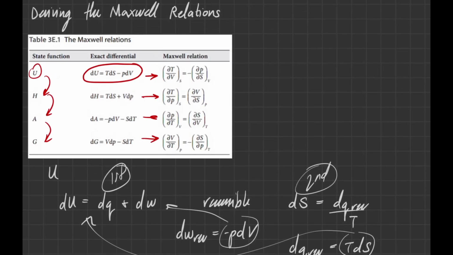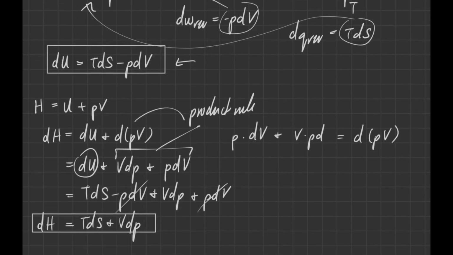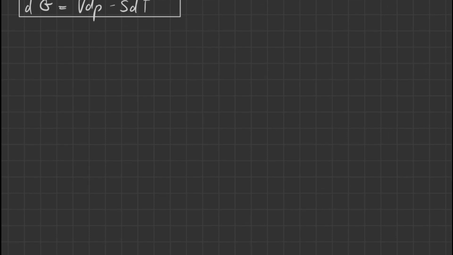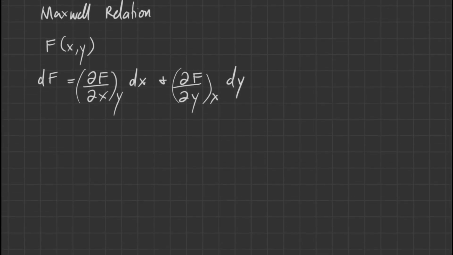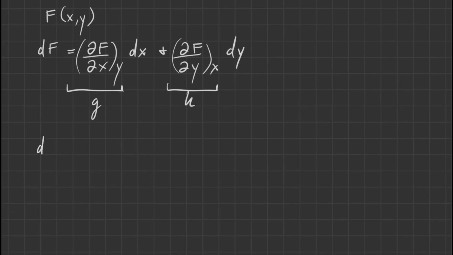But now that we have our exact differentials, we want to derive the Maxwell relations. Before that, you want to know where the Maxwell relation comes from, and what relation you want to use. Say you have a function f which depends on two variables x and y. That would mean df is equal to the partial of f over x with y constant, dx, plus the partial of f over y with x constant, dy. We can call these g and h, which is what I believe the textbook calls them. So now you have df is equal to g dx plus h dy.